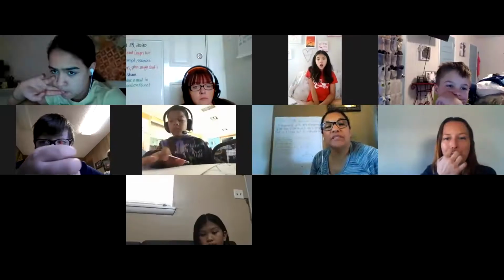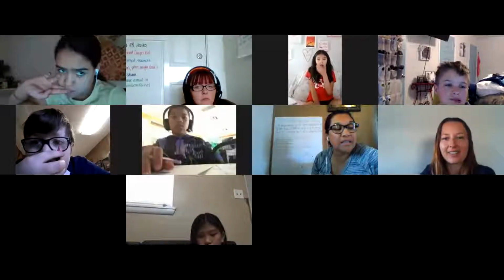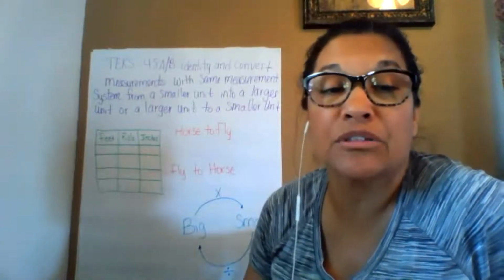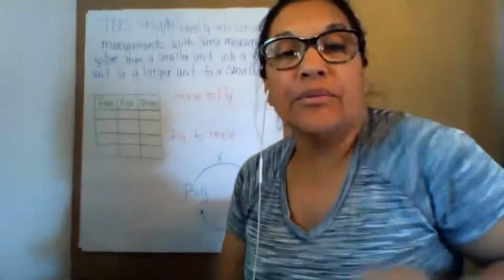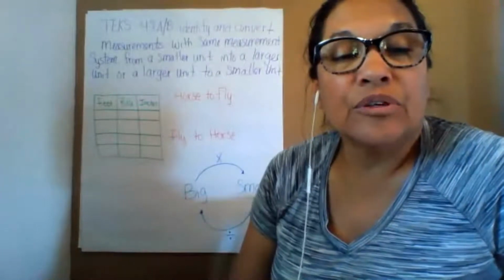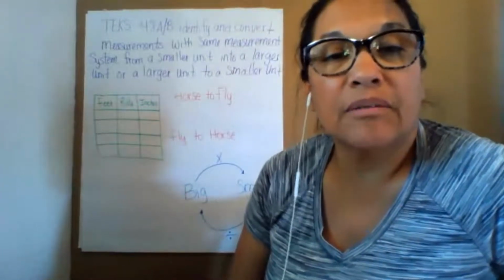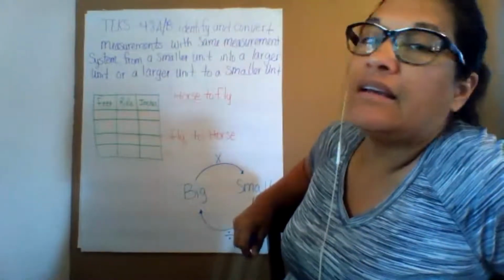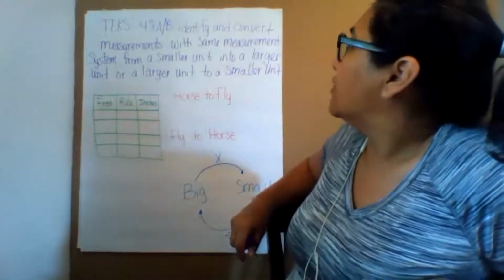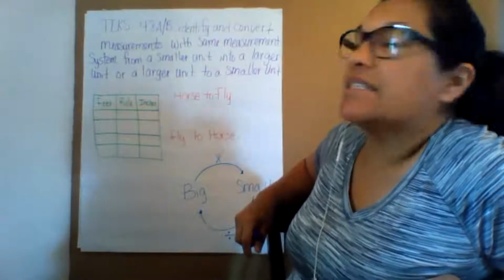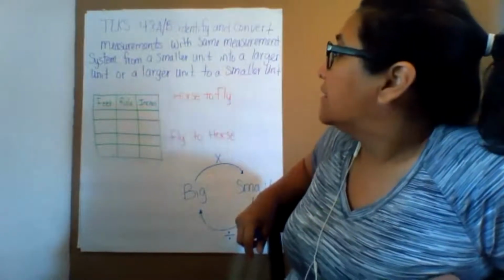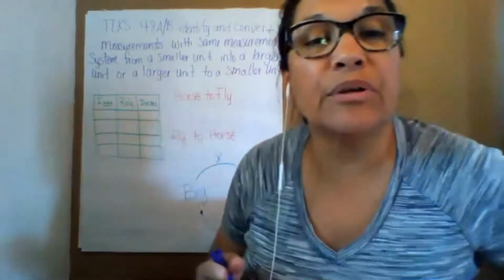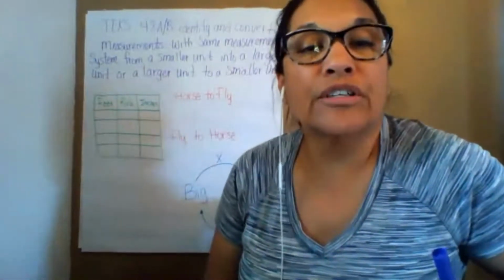This week, you're going to be studying customary measurements. Metric, we're not going to cover this week. You're going to do customary. Let's read, it says T 4.A and B is to identify and convert measurements within the same measurement system from a smaller unit to a larger unit, or you can flip it around and go from larger to smaller.